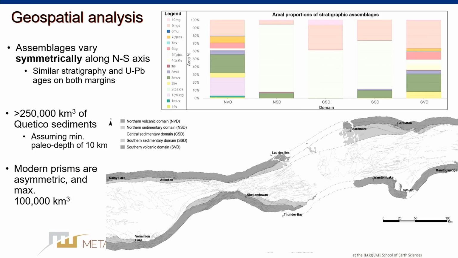If you take the whole area of the Quetico and you assume a minimum paleo depth of 10 kilometers, which I think is a low ball really, because we're dealing with some pretty hot rocks, that calculation gives about 300,000 cubic kilometers of sediments, which is a lot. For instance, a modern prism with the same strike length and maximum reported thicknesses would be no more than 100,000 cubic kilometers. So I think we're on a different scale than a prism is capable of handling that much sediment.